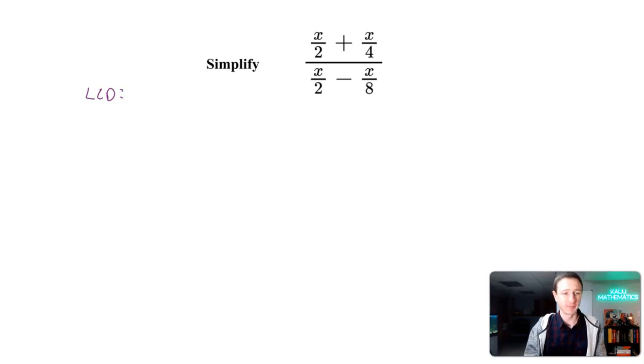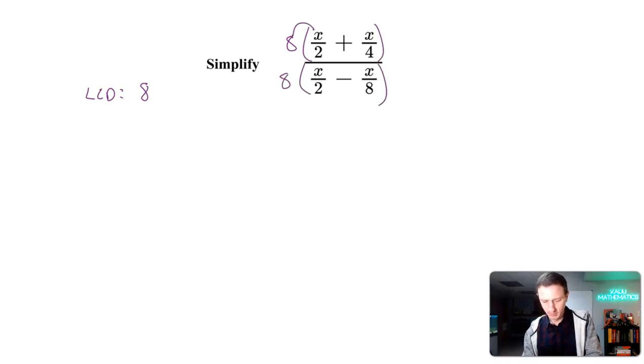It's not like it'd be impossible to deal with the fractions, but let's just multiply by an LCD. And in this case, the LCD would be 8, because 2 goes into 8, 4 goes into 8, 8 goes into 8. So I can multiply everything by 8, and hopefully that will clean things up. So I'm going to multiply both top and bottom by 8. So then I multiply the top by 8, multiply the bottom by 8.